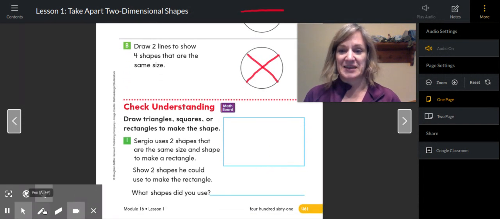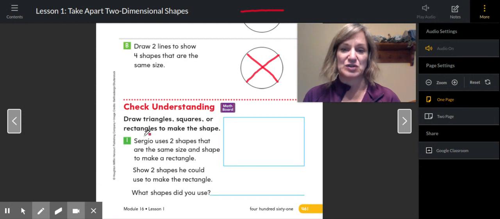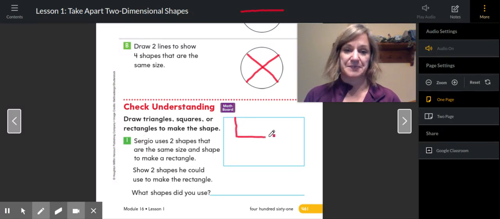All right. And at the bottom, check understanding. Draw triangles, squares, or rectangles to make the shape. So here's our problem. Sergio uses 2 shapes that are the same size and shape to make a rectangle. Show 2 shapes he could use to make the rectangle. Okay, so I'm going to kind of work backwards. I'm going to give you 2 rectangles. Here's one rectangle, and here's another rectangle.